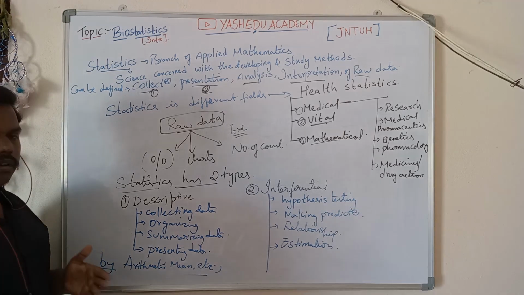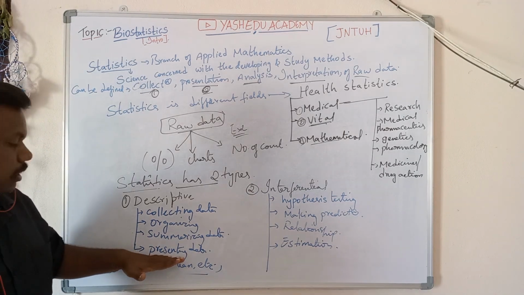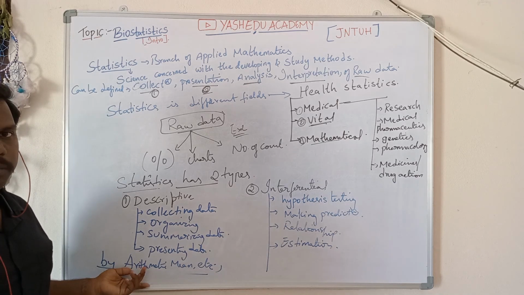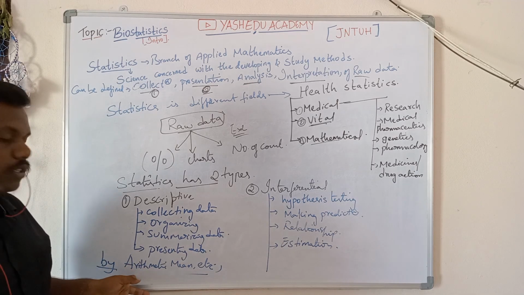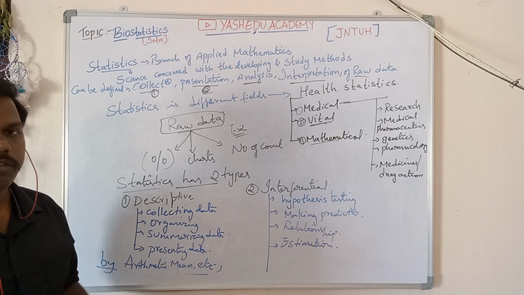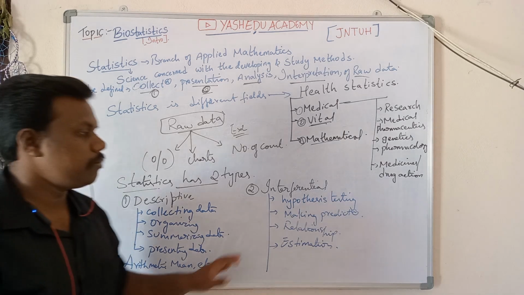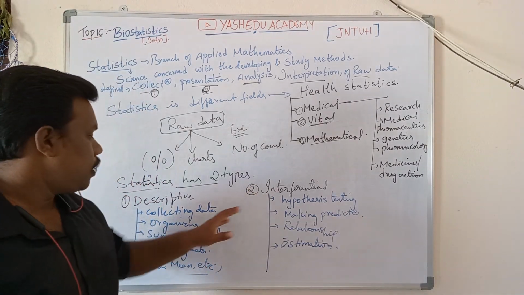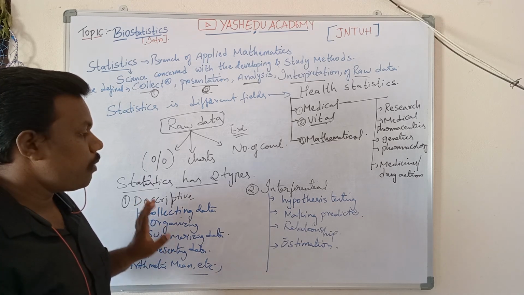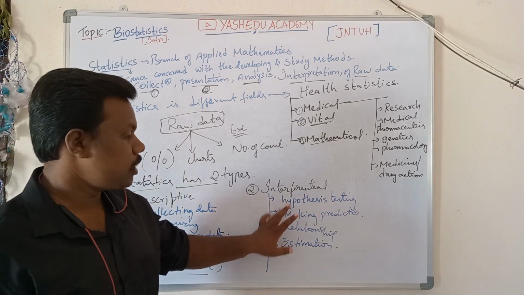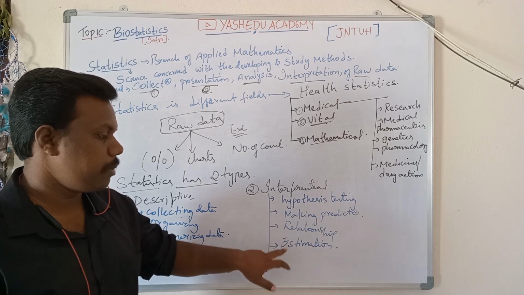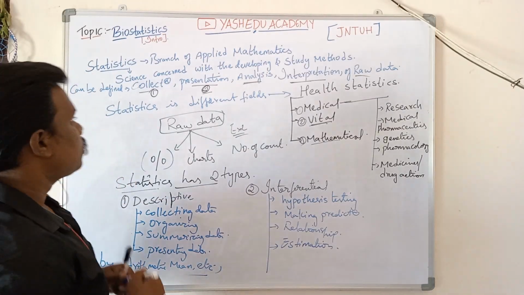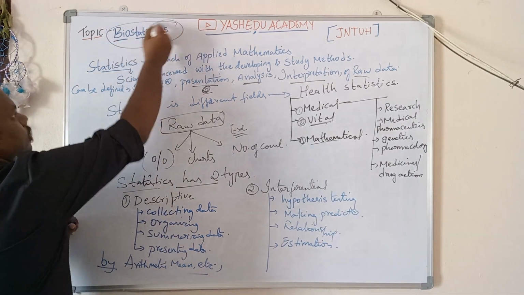Until presenting the data, it is clear. When it comes to the calculation part, the arithmetic mean is used. It means it involves the arithmetic mean at the time of mathematical calculation. When it comes to inferential, it always works with the descriptive data in the process of hypothesis testing, making prediction, relationship and estimation. Now let us go to study biostatistics.